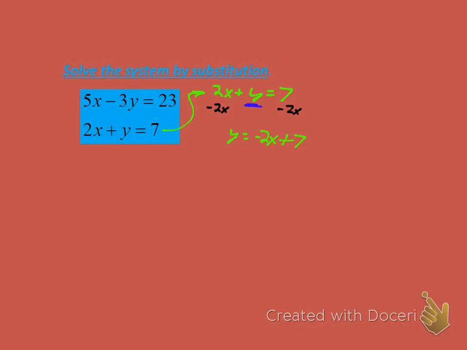Step 2, take that equation, what y equals, which is negative 2x plus 7, and substitute it into the variable of the other equation, the one you haven't touched yet. So now for the next step, you're going to write 5x minus 3, but instead of writing y, you write what y equals, which is negative 2x plus 7 from right there. Makes sense? Don't forget to finish off that equation, make it equal to 23.